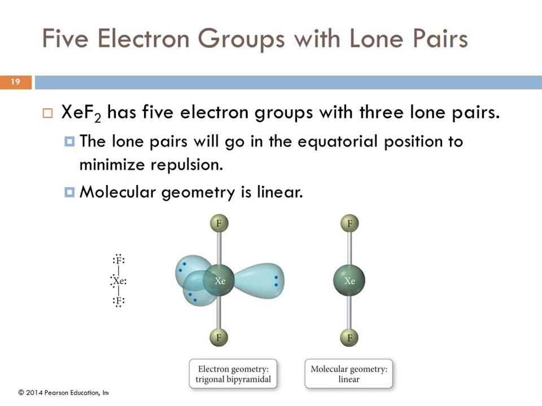We can also have 5 electron groups with 3 lone pairs. Xenon difluoride. There's 2 atoms bonded to xenon, so there's 2 single bonds, and then there's 3 lone pairs. Those 3 lone pairs are going to take the spots with the largest bond angles. They're going to take the equatorial positions, and they're going to force the fluorines into the axial positions. So the electron geometry is trigonal bipyramidal, but the molecular geometry is linear.